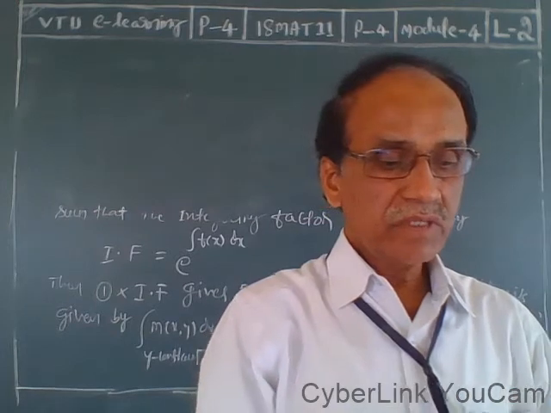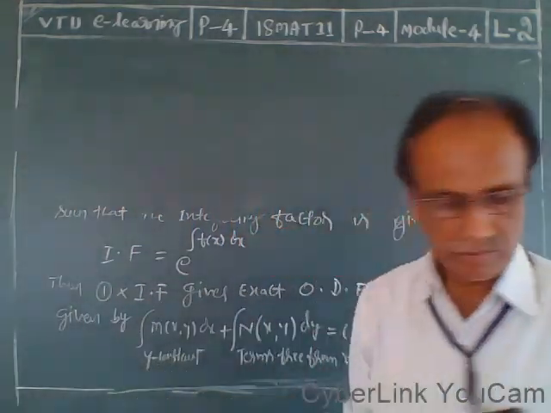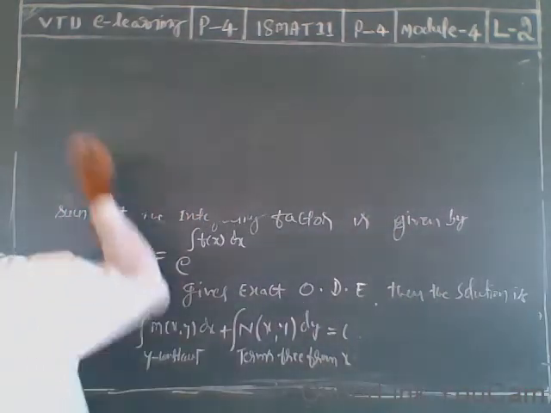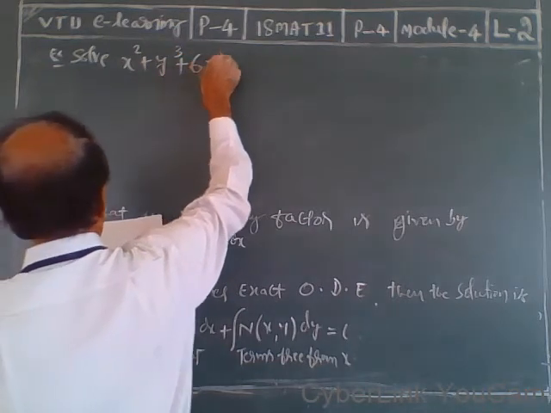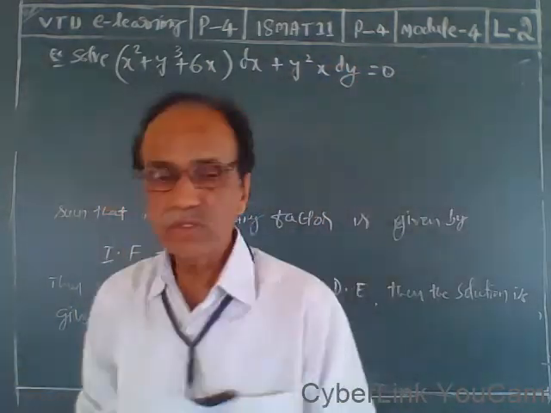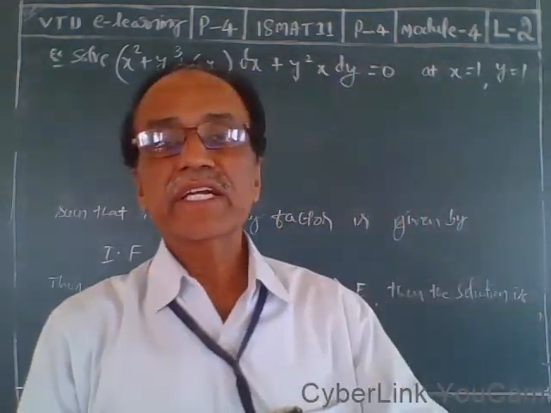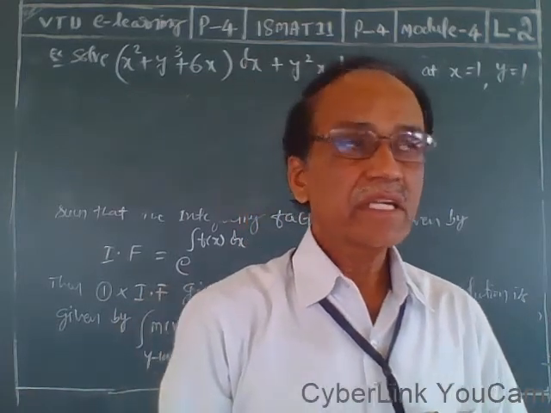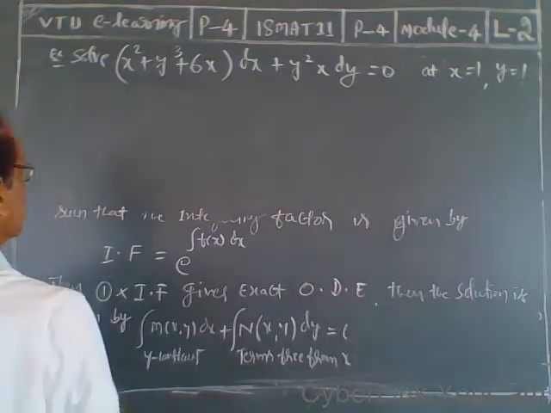This is the type 3 I am going to take. Solve (x square plus y cube plus 6x) dx plus (y square x) dy equals 0, at x equals 1 and y equals 1. They have attached the initial condition. That means you can write the final solution of the differential equation by finding the particular value of the arbitrary constant. Let us check how these values will play a role in finding the value of the constant.